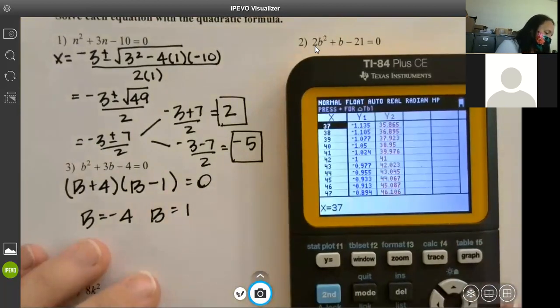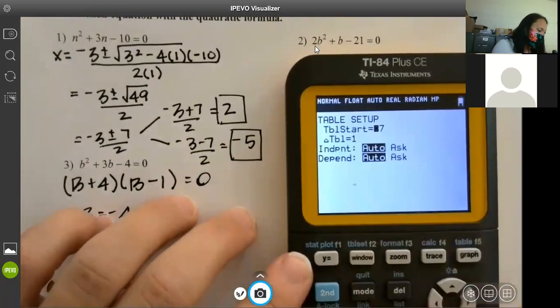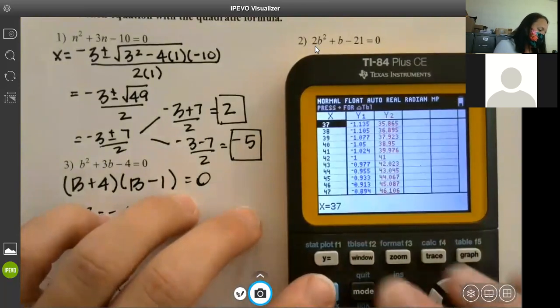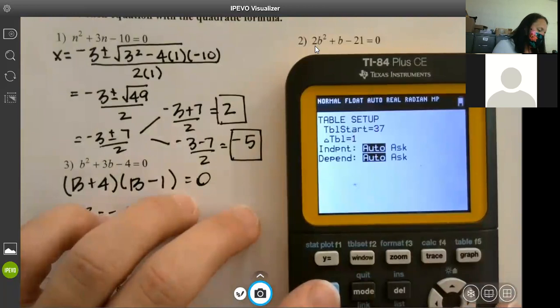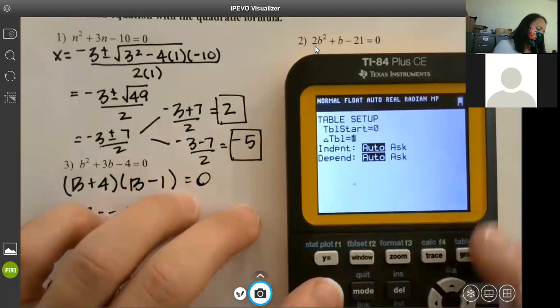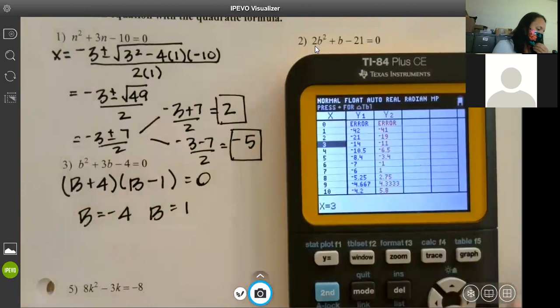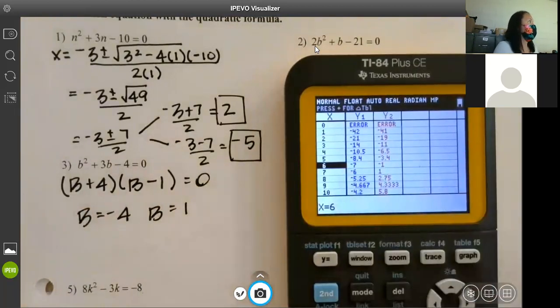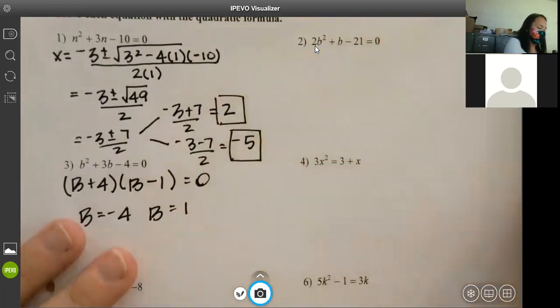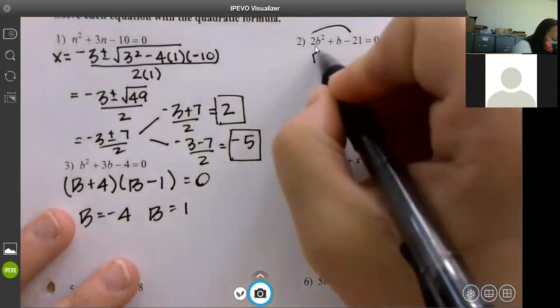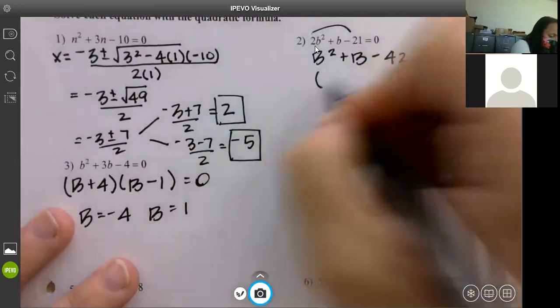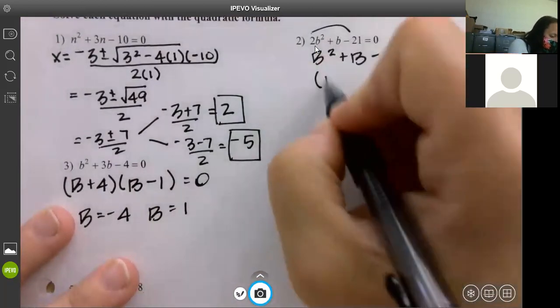Do we have any factors that add to 1? So we're looking for 1. Start at 0. There we go. So -1 is right here. So can we factor this one? Yeah, so I'll go ahead and factor it and not use quadratic formula. So you would get b squared plus b minus 42. You had -7 and 6.